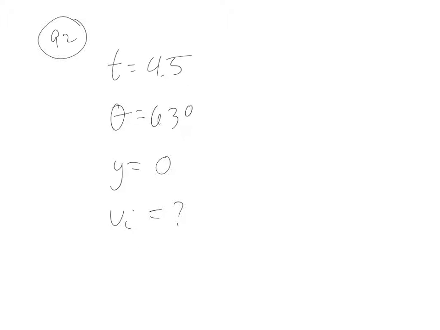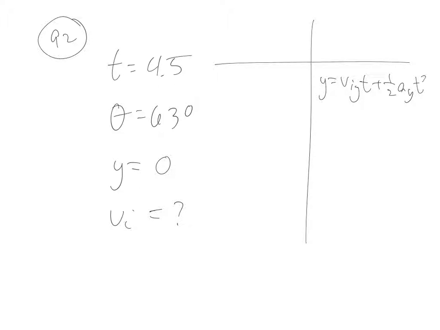VI, right? So again, remember, this is in the y direction, the information that you're given here that you use. So in the y direction, you've got y equals VIY t plus 1/2 AY t squared. Now, by the way, there's another way to do this. I'll do it both ways to show. So this is going to be VI sine 63 times 4.5 minus 4.905 times 4.5 squared.